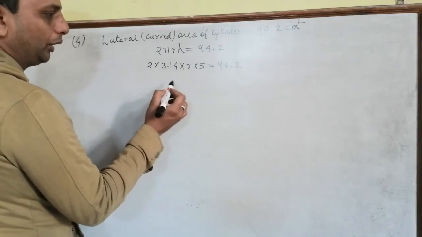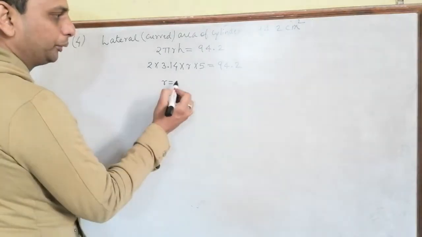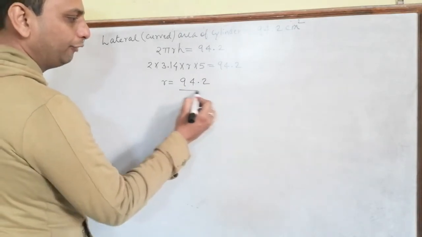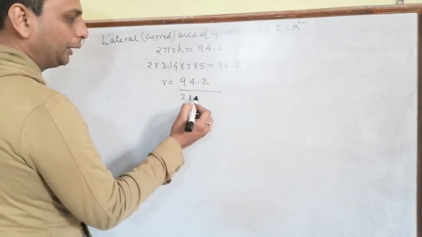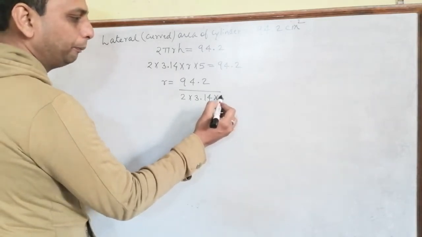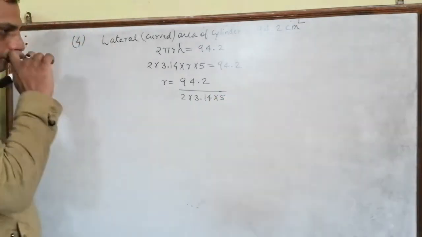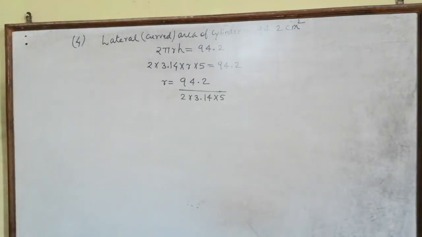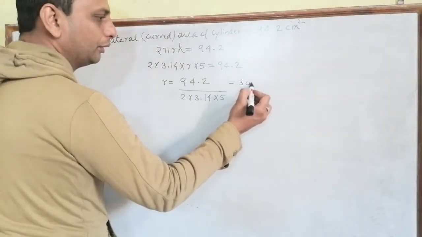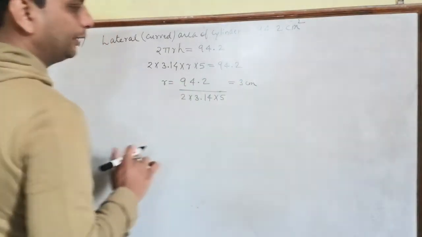So R will be equal to 94.2 divided by 2 multiply 3.14 multiply with the 5. On dividing we'll get the answer 3 centimeter. Radius we got 3 centimeter.